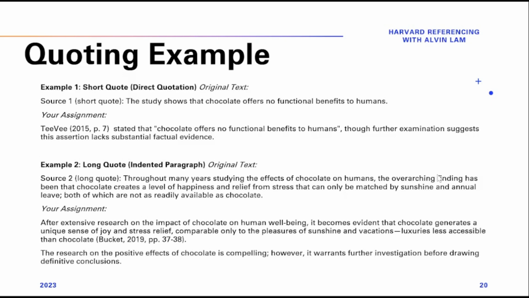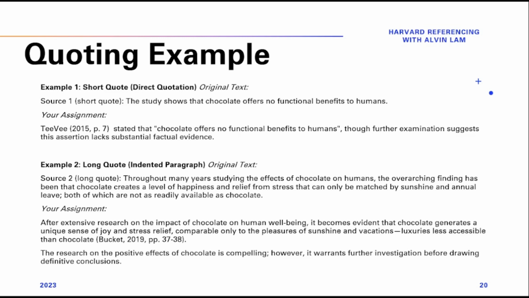Let's take a look at quoting examples. Example 1 is a short quote, also known as a direct quote, and example 2 will be a long quote, also known as an indented paragraph. Now, source 1, example 1: the study shows that chocolate offers no functional benefits to humans.